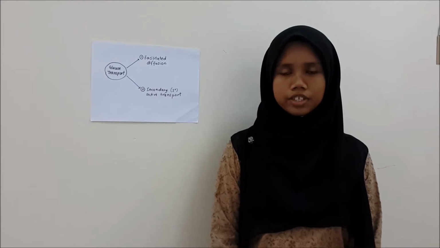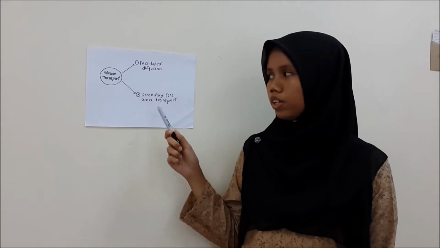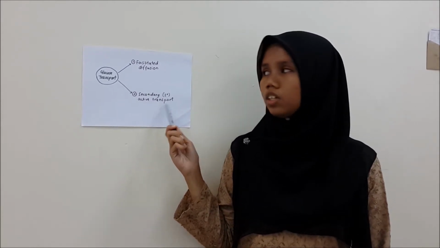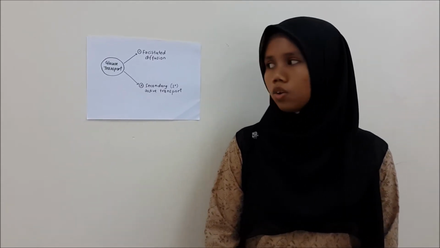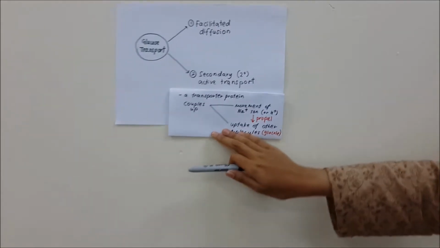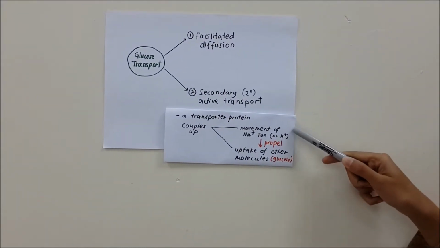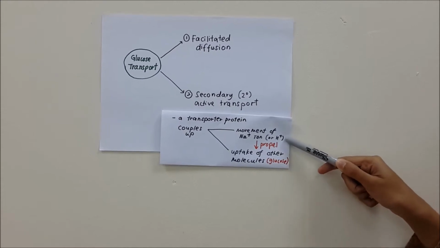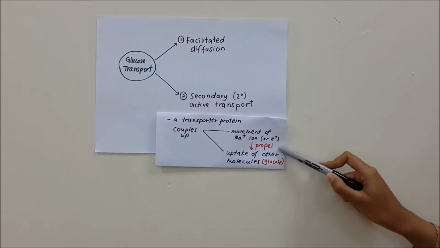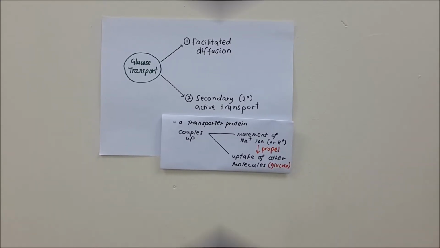Glucose transport in the small intestine can be carried out by two mechanisms. The first one is facilitated diffusion, while the second one is secondary active transport. Facilitated diffusion is when a carrier protein is used to transport glucose molecules down the concentration gradient, while secondary active transport is when a transporter protein couples with the movement of sodium ion and uptake of other molecules. The energy obtained from the movement of sodium ion down the concentration gradient will propel the uptake of other molecules, in our case glucose, against the concentration gradient.